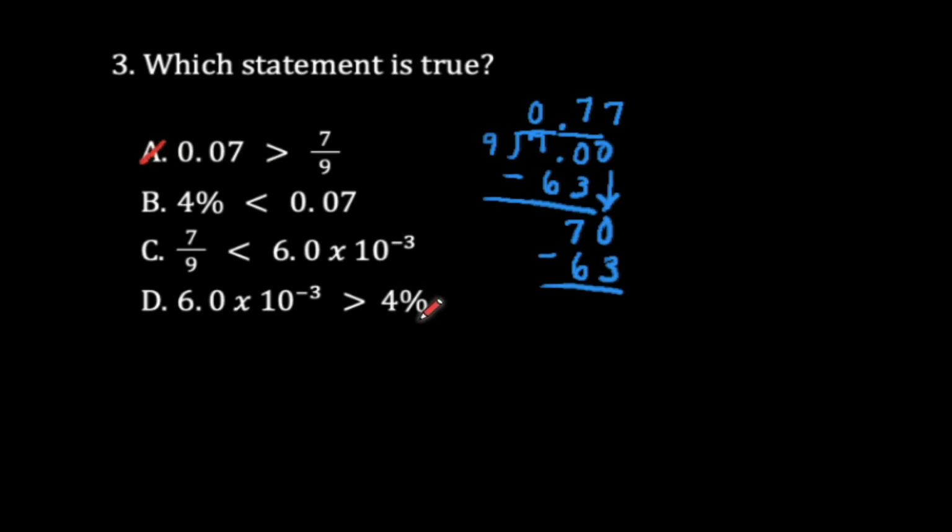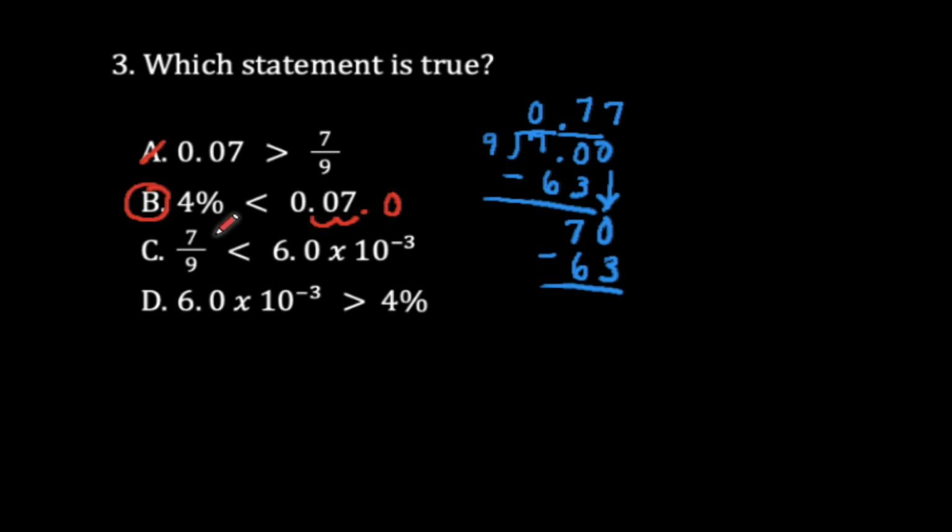That's not true. Now we have 4% is less than 0.07. If you can recognize that you can convert this decimal number into a percent, then you're fine, because all you're doing is moving the decimal point 2 places to the right. Remember that there's an unwritten 0 right here, so 7.0 is the same value as 7. So 4% is definitely less than 7%. So this is the correct answer. But for peace of mind, let's go over the other answer choices.